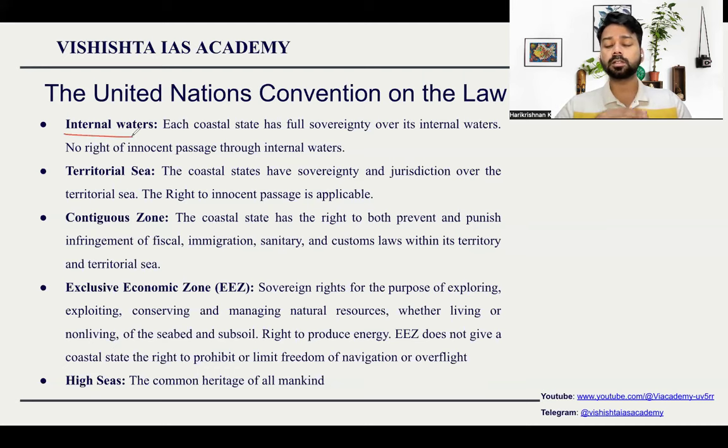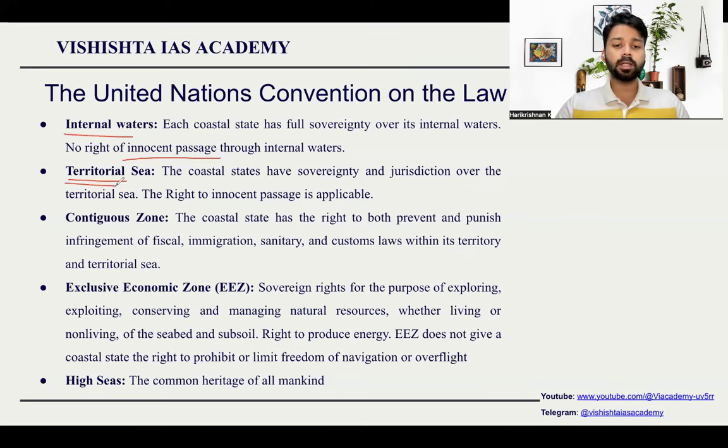Internal water is completely under the sovereignty of the country. It can manage its internal water in whatever way it wants. No country can ask for passage. That is, if there is a backwater in India, and some other country says it is an ocean and they will use their ship to cross into your backwater, that cannot be applicable. We will not be providing a right to passage in the internal waters, or it is up to the country.